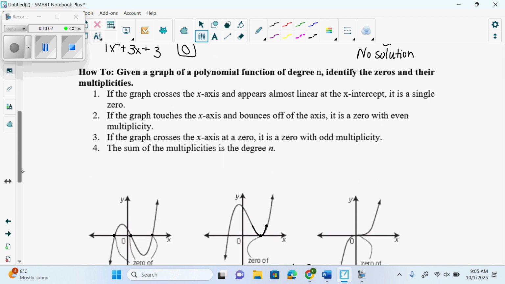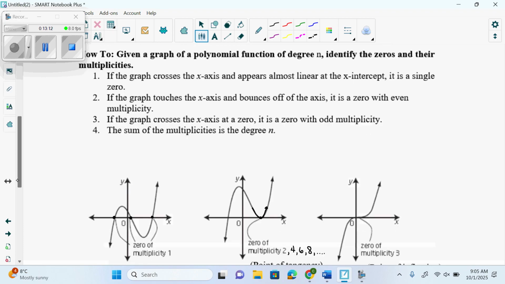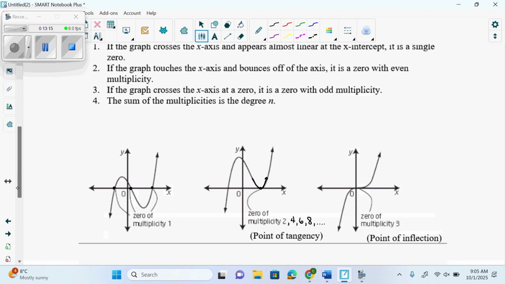Then it says, if the graph crosses the x-axis at a 0, it is a 0 with odd multiplicity. So if it crosses through and doesn't bounce, it's odd, no matter what. The sum of the multiplicities is degree n. So this one goes straight through, multiplicity 1. This one goes tangent, so it hits it and then it bounces back up, it's multiplicity 2, 4, 6, 8.